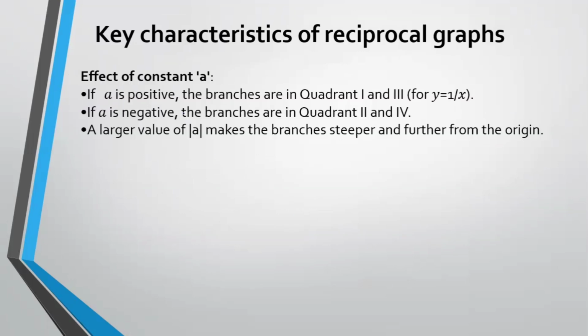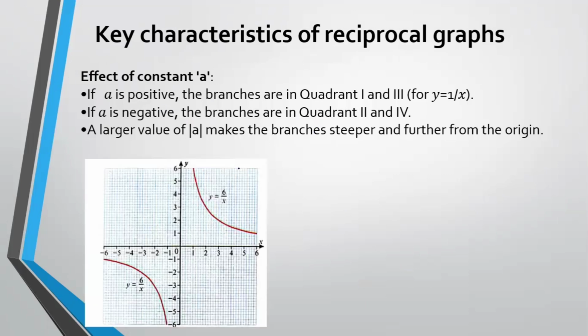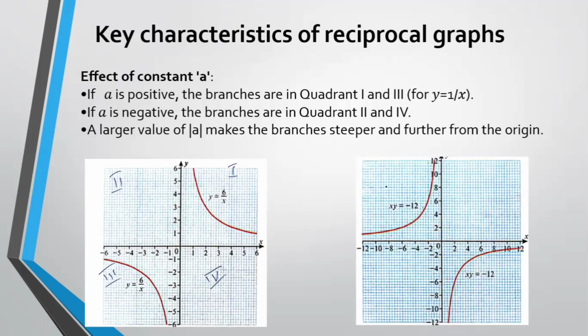For the constant a, if a is positive, the branches are in quadrants 1 and 3. This is the first quadrant, this is the second quadrant, this is the third quadrant, and the fourth quadrant. So if a is positive, here 6 is positive, the branches are in quadrants 1 and 3. And if it is negative, the branches are in quadrants 2 and 4. The larger value of absolute a makes the branches steeper and further from the origin.